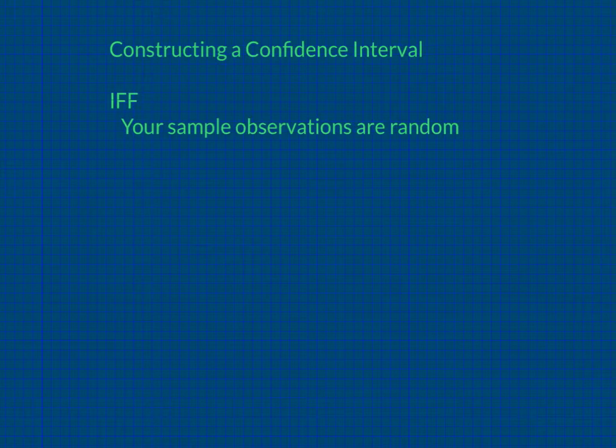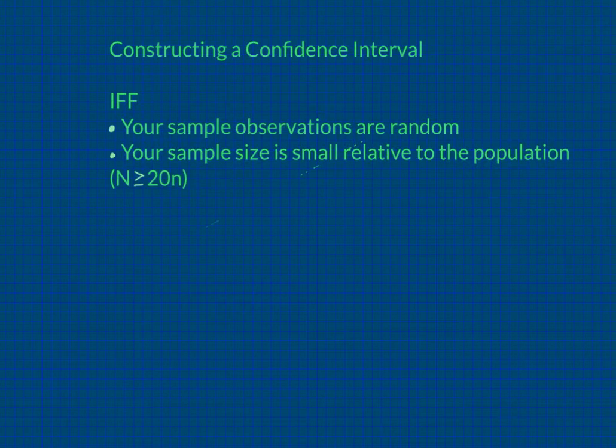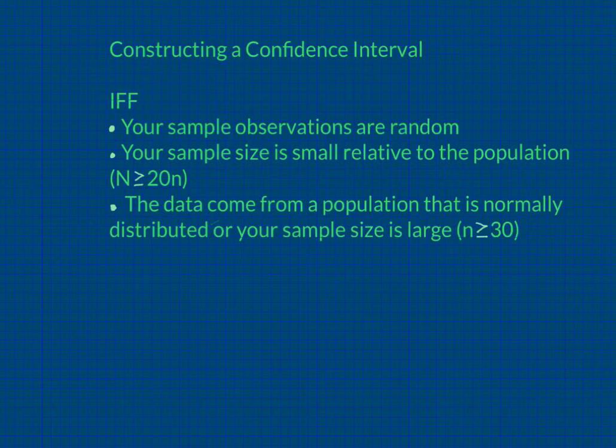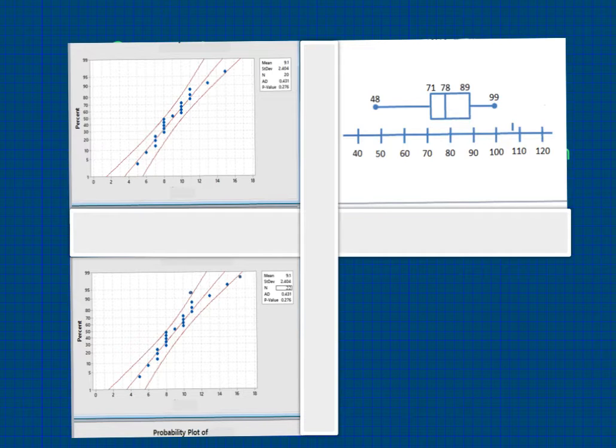So to summarize constructing a confidence interval. You can do this if and only if your sample observations are random, your sample size is small relative to the population, so the population is greater than or equal to 20 times the sample size, and the data come from a population that is normally distributed, or your sample size is large, greater than 30. How do you know if a distribution is normal or not? Well, you do some analysis, as you've learned to do. Make probability plots or analyze a box plot.